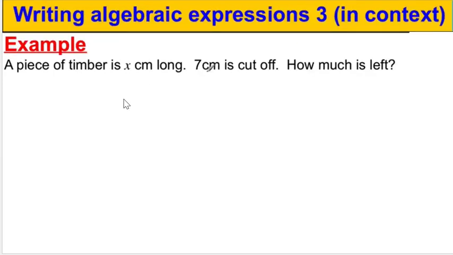A piece of timber is X centimeter long, 7 centimeter is cut off. How much is left? So here we have to start with X, then it says 7 centimeter is cut off. It means you have to subtract 7 from X. So this will give you X minus 7. Don't forget to write the units. So the answer is X minus 7 centimeter.